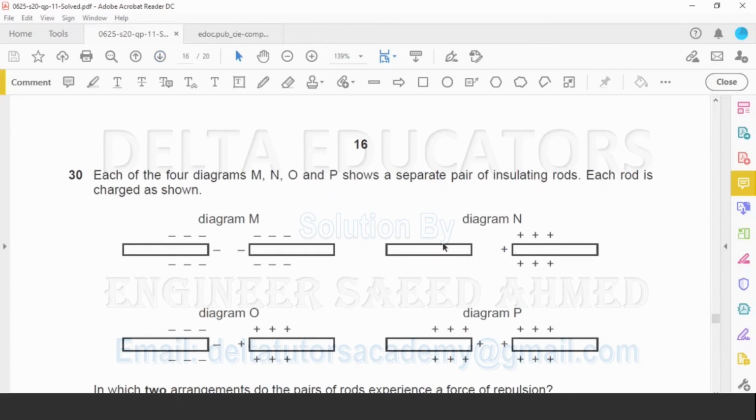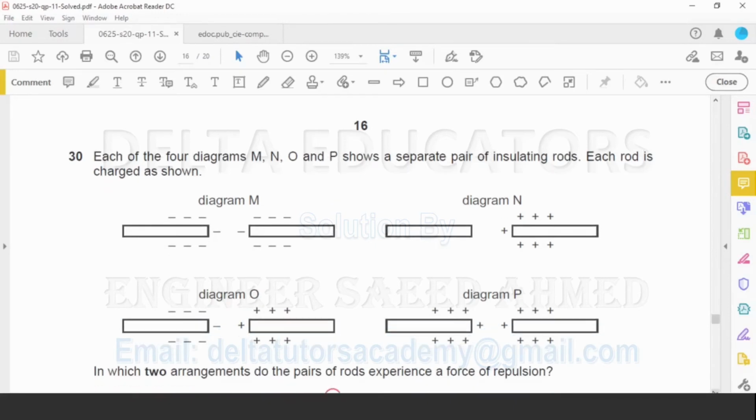Question number 30. Each of the four diagrams M, N, O and P shows a separate pair of insulating rods. Each rod is charged as shown. Here we have two rods, both are negatively charged. Here in this diagram, here is no charge, here is positive charge. In O, here is positive, here is negative. In P, it is positive and this one is also positive. In which two arrangements do the pairs of rods experience a force of repulsion?